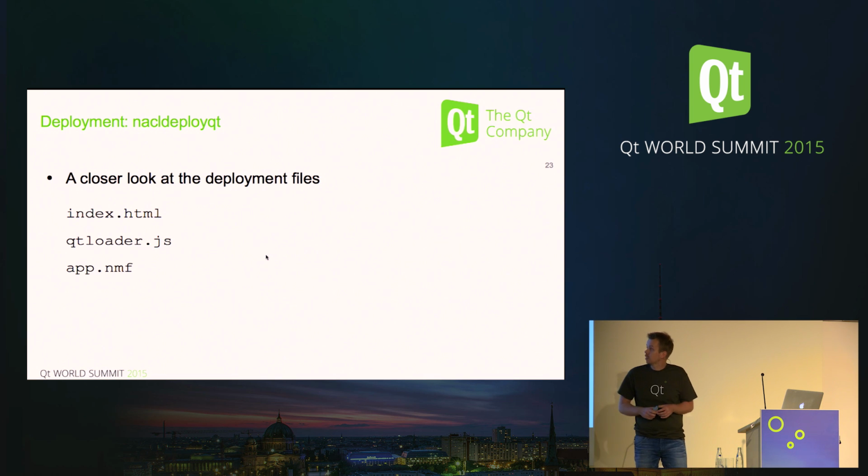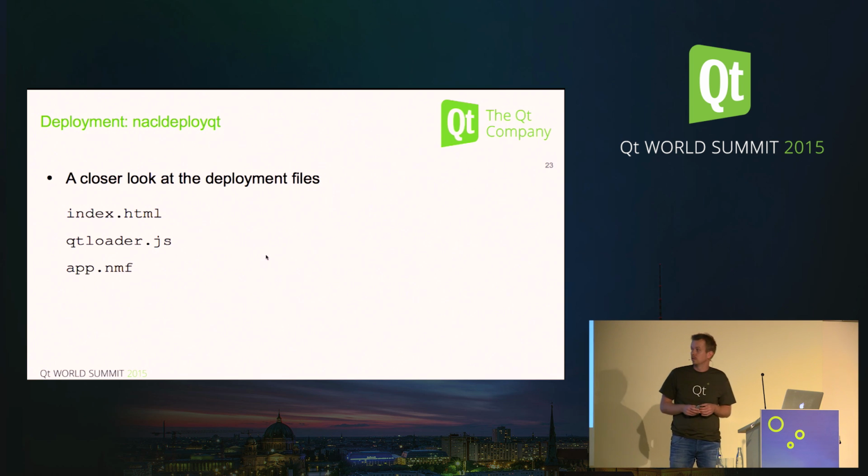So as a next step, let's have a closer look at some of the files. And I'll just go briefly over the structure of the deployment files here. Because what NaCl deploy Qt produces is a kind of a template or a starting point. So you might want to customize this if you're doing your own deployment.